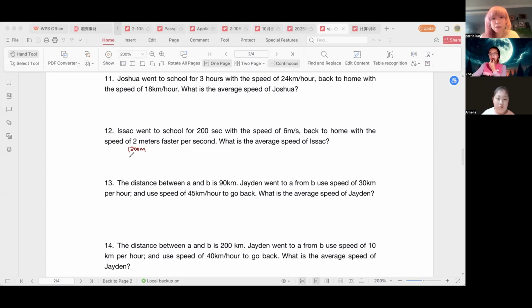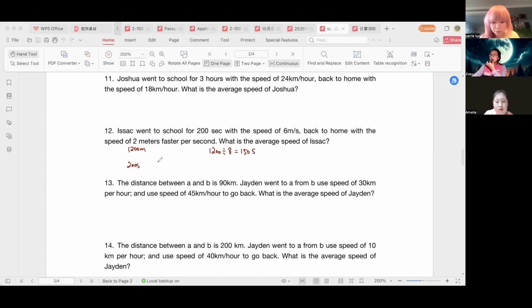And he went back home, and he used 200 seconds, right? And he went back home with the speed of 2 meters faster per second. So how many seconds did he use to go back from school to home? Is it distance divided by speed, right? So what is the speed right now, Zoe? The faster one would be 8 meters per second. It's when he goes back, right? It's still him, but he goes back with this speed. So we got 150 seconds, right?